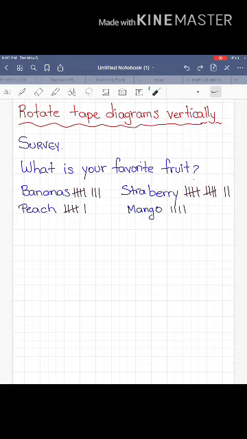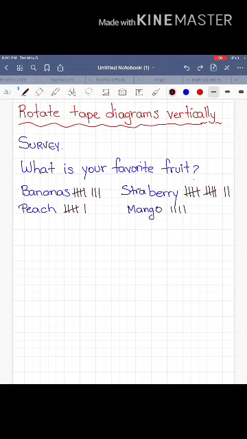Okay, let's suppose that we went around and asked a whole bunch of people, what is your favorite fruit? And with our little pencils, we went around and asked them. Your options were bananas, strawberry, peach, or mango. And these are the answers that you got back. Remember what these little things right here were called? They are called tally marks.